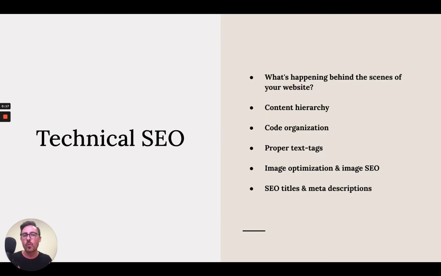All right, so what is technical SEO? Well, the best way to describe it is basically what's happening behind the scenes of your website, and knowing how to optimize the back end of your website. So we're going to look at things like content hierarchy, code organization, the use of proper text tags, image optimization and image SEO, and SEO titles and meta descriptions.